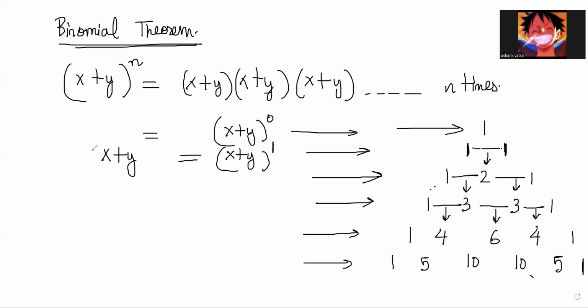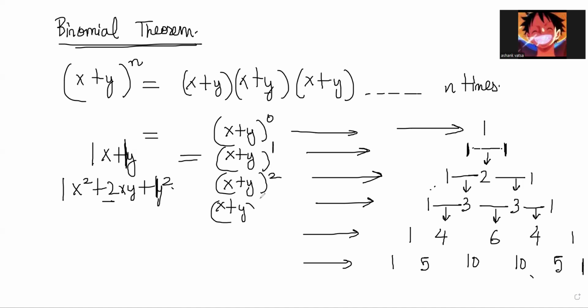So notice that the coefficients are 1 and 1, right? (x plus y) whole square is this third row. The expansion would be x square plus 2xy plus y square, right? So notice it is 1, 2, 1. (x plus y) whole cube, you also know the expansion, right? It is x cube plus 3x square y plus 3xy square plus y cube, right? So it is 1, 3, 3, 1. And notice that the terms are always written in decreasing powers of x and increasing powers of y.